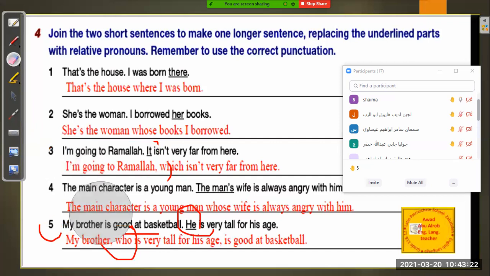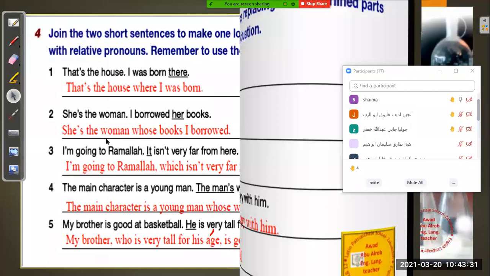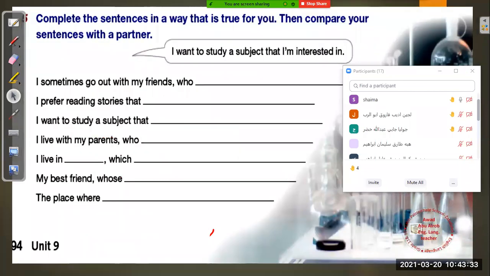Clear. Okay, now we are finishing. So just have a look at the next page for next time. Here, complete these sentences in a way that's true for you. You need to talk about yourself. Then compare your sentences with a partner.